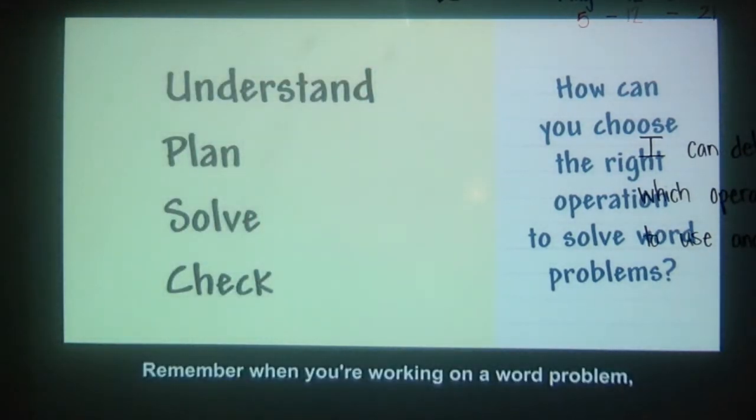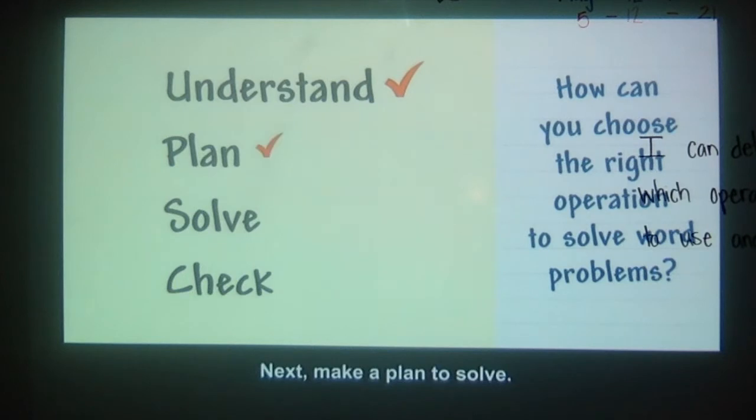Remember, when you're working on a word problem, first, understand the problem. Next, make a plan to solve. Then, solve it. Finally, check your work.